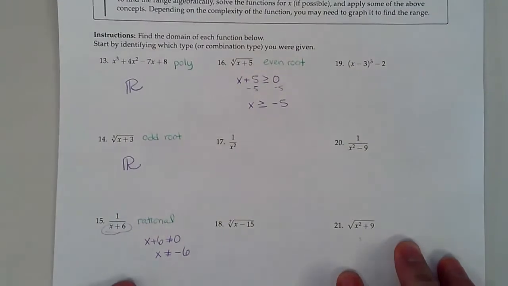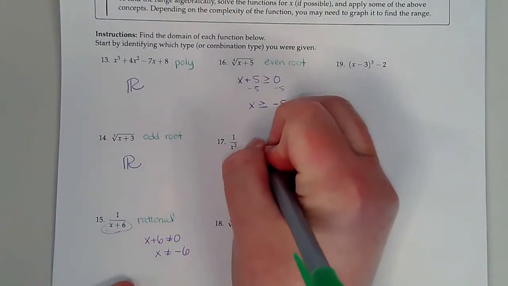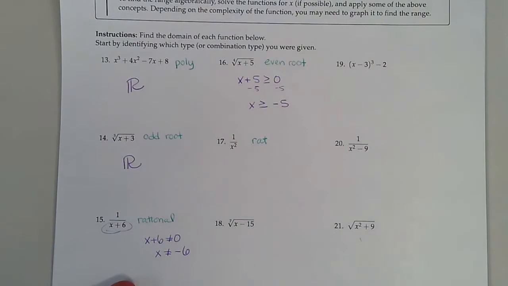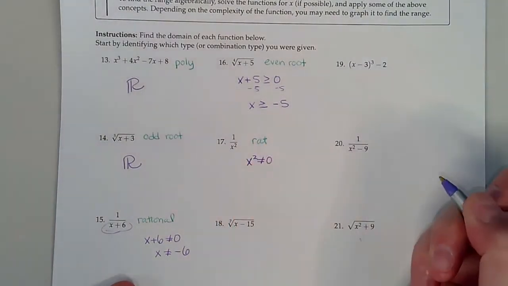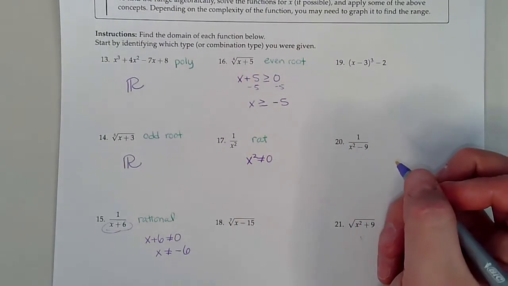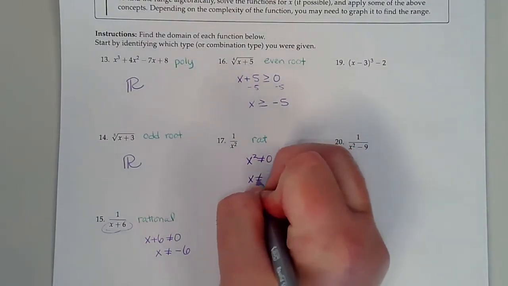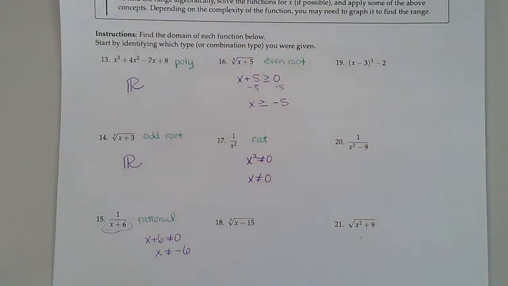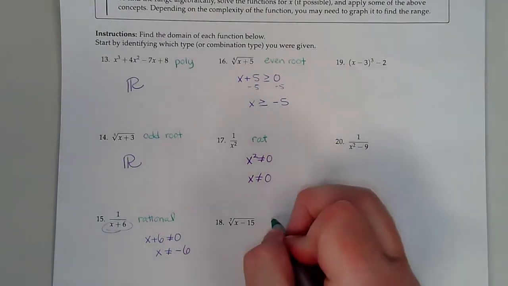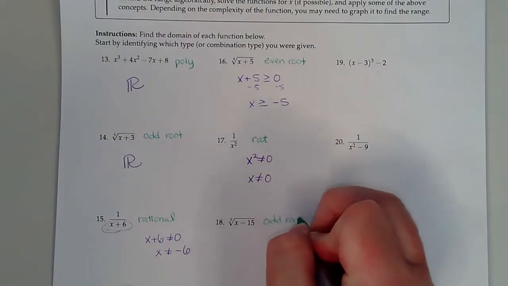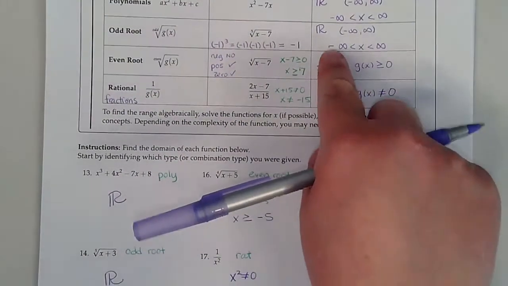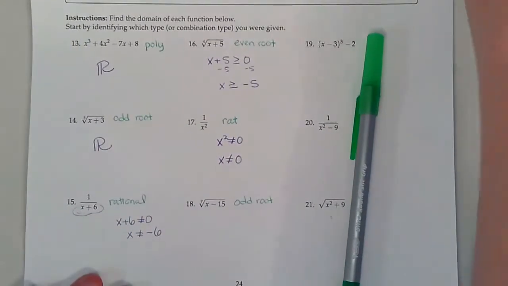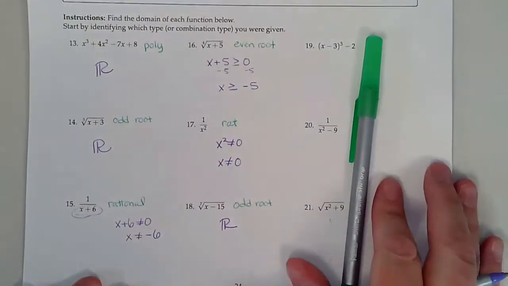Let's see, number 17, this is a rational function because it looks like a fraction. So I need the denominator to not be equal to 0. So in other words, x squared cannot equal 0, which means x is not equal to 0. And otherwise, I can plug any other number in that I want. Number 18, so this is an odd root. So odd roots, we are allowed to plug in any real number. So all I had to do was identify that as an odd root, and I'll put all real numbers.